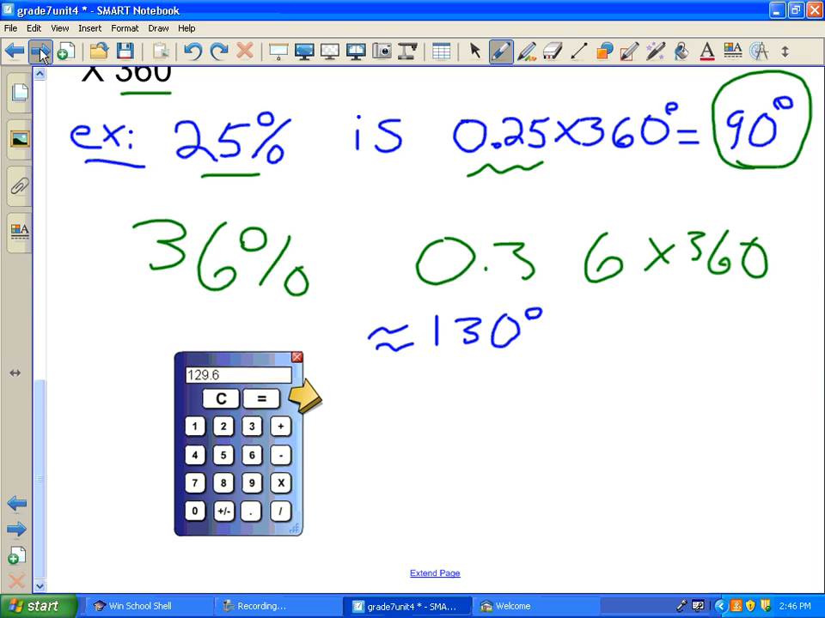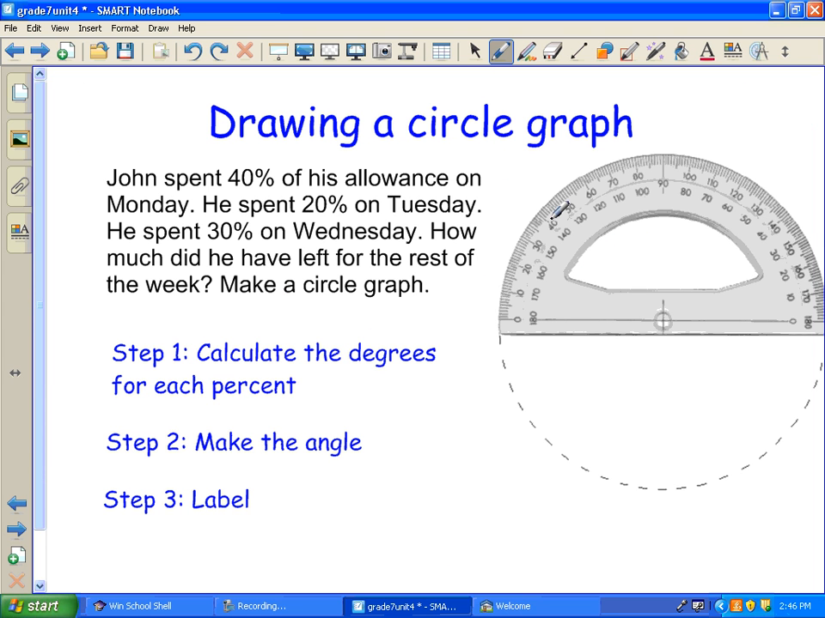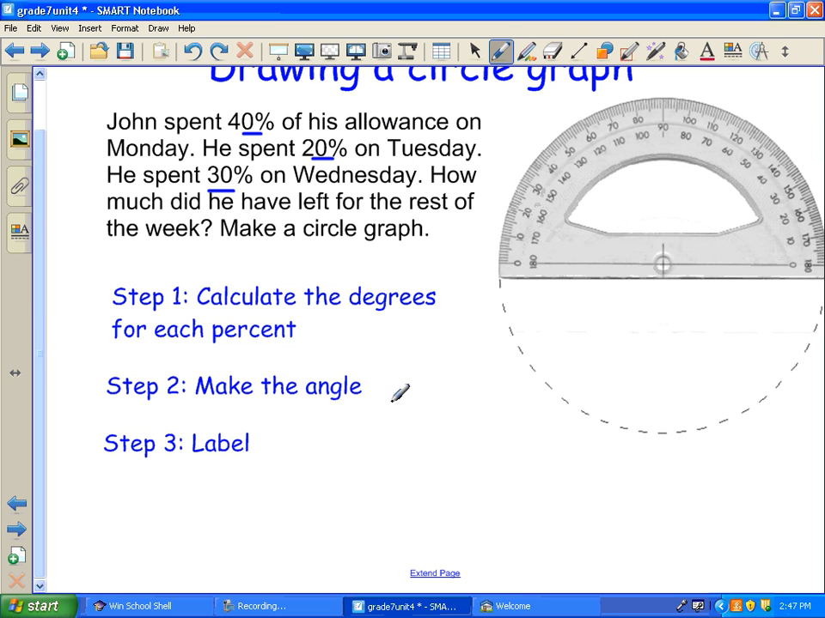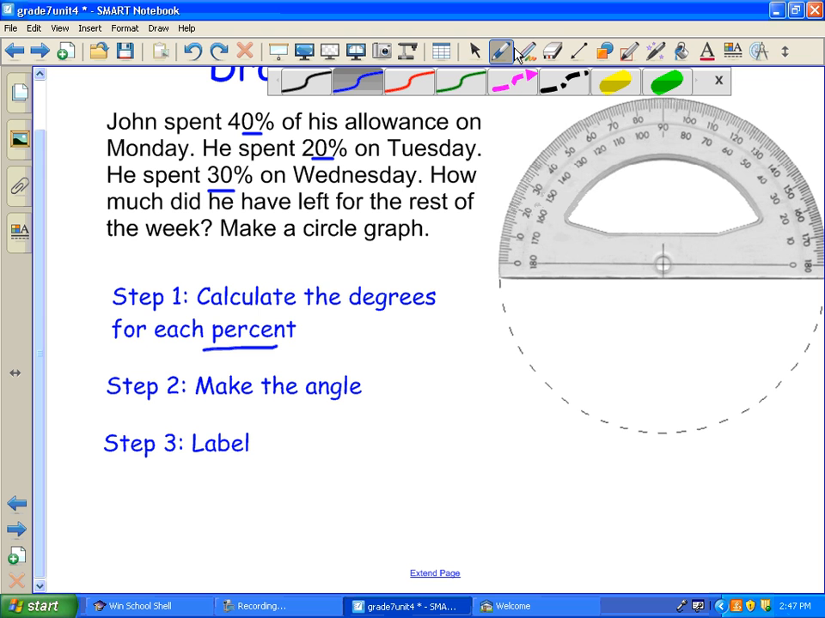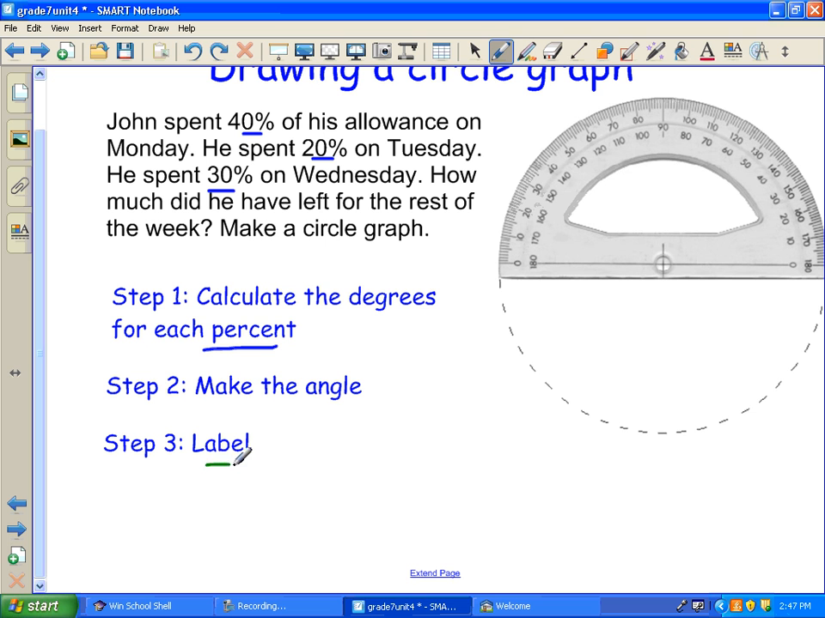Okay. So when we're looking at drawing it, let's take this example here. John spent 40% of his allowance on Monday. He spent 20% on Tuesday, 30% on Wednesday. How much did he have left for the rest of the week? And we need to make a circle graph. There's 3 steps. Step 1, calculate the degrees for each percent. That's what we were doing. Take the percent and multiply it by 360 degrees. The next step, make the angle, and then finally label your angle on that graph.